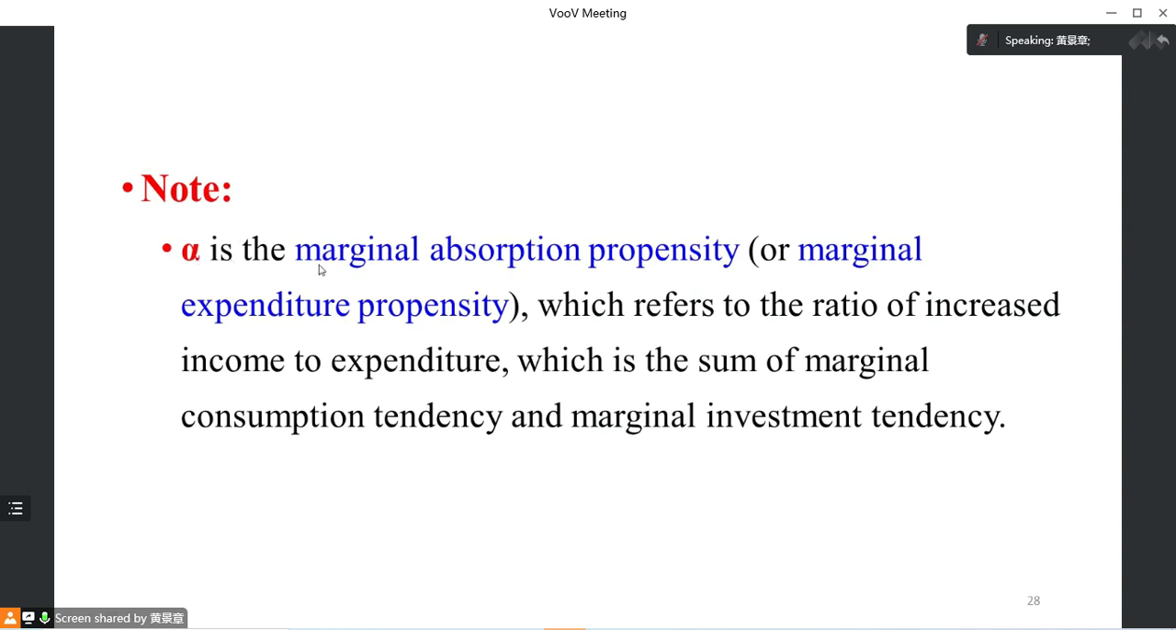Let's see the note. Alpha is the marginal absorption propensity or marginal expenditure propensity. We should have learned alpha in macroeconomics. In macroeconomics, we regard alpha as the marginal expenditure propensity, which refers to the ratio of expenditure to increased income, and is the sum of the marginal consumption tendency and the marginal investment tendency.